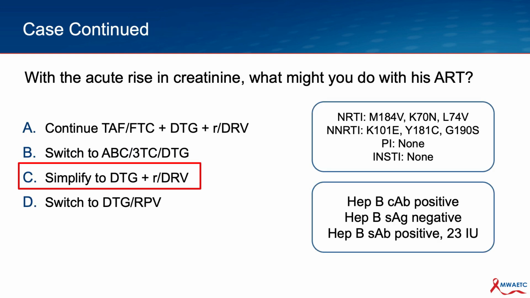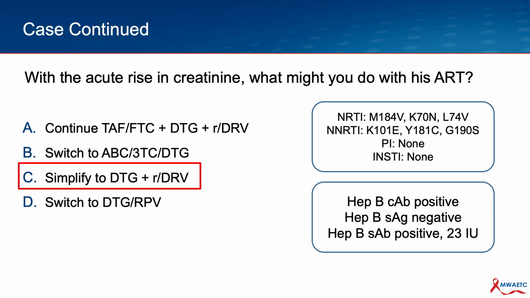So what did I do with this patient? With his acute rise in creatinine, I looked at his genotype, and here you'll see that he has pretty decent NRTI resistance and NNRTI resistance. Luckily, although he's Hep B core antibody positive, he is surface antibody positive as well. And so I left the Descovy realm because I couldn't anymore, because his creatinine was 6.